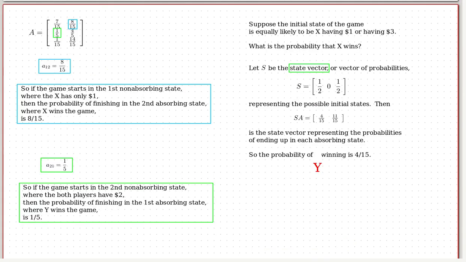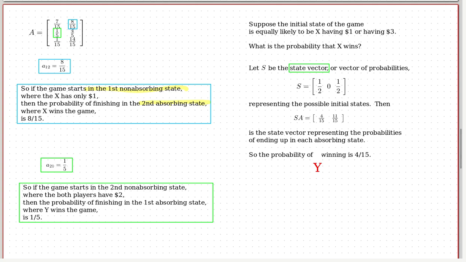Okay, so with our A matrix, we can now answer some specific questions about probability. So for example, as a first example, suppose we start in the first non-absorbing state. So this is the state where player X has $1, player Y has $3. And then what's the probability of finishing in the second absorbing state? Right, so we start in the first non-absorbing state. What's the probability that we end up in the second absorbing state? Now remember, the second absorbing state was the state 4, where X actually wins all $4, where X actually wins all the money in the game.